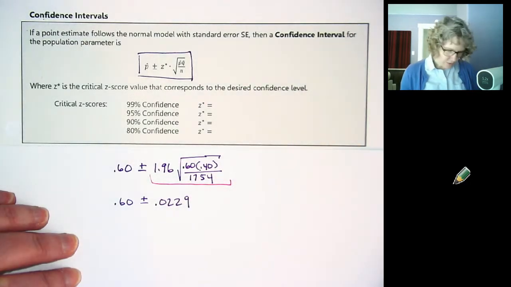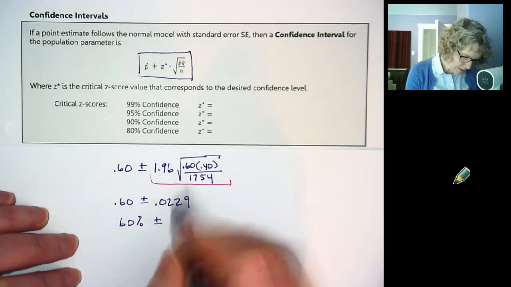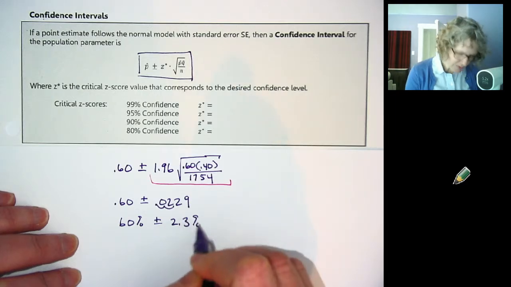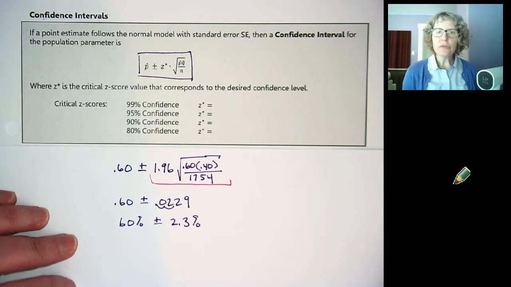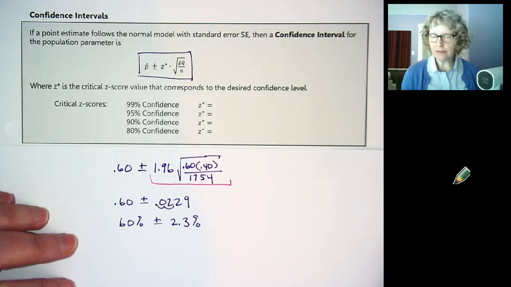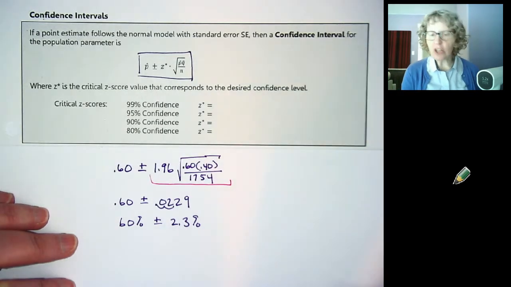So 0.60 plus or minus 0.0229. If we change that to percentage, 60% plus or minus 2.3 percentage points. So if we use this formula, we actually get a slightly smaller margin of error. I don't know exactly how they got the 2.7. They might be using a slightly more complicated technique because they did some other things. We're going to be using this formula right here. So it should be close. It's fairly close.